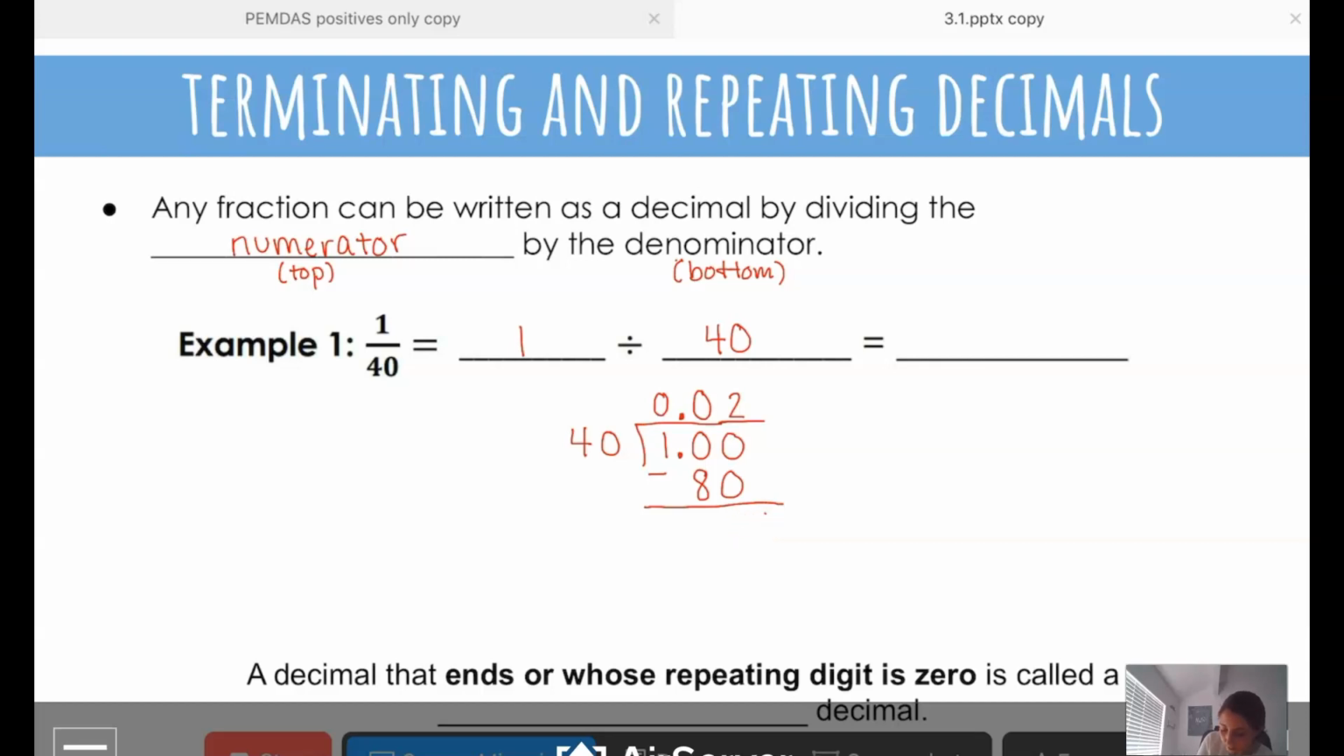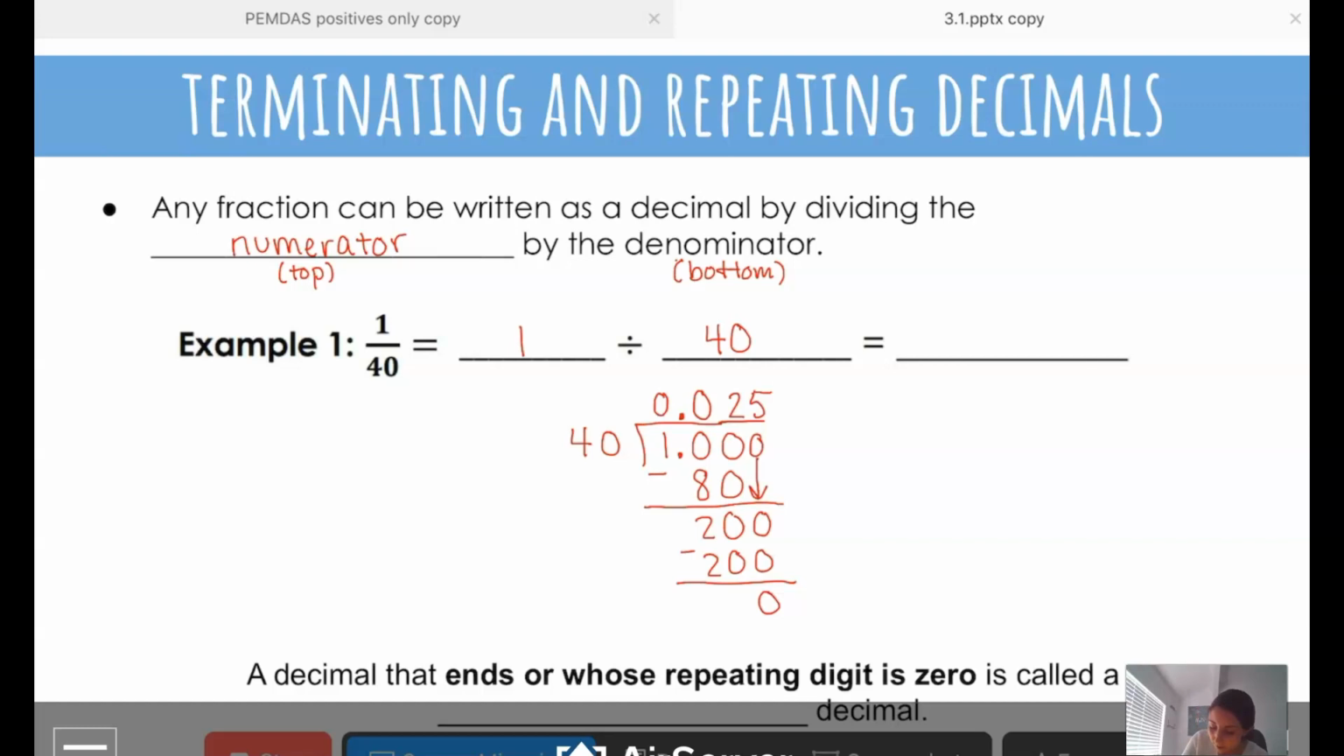Wrote that in the wrong spot, 20. And now I'm going to bring down my 0. And 40 can go into 200 5 times. So I'm going to put a 5 up there. And then 40 times 5 is 200. Subtract, and I get 0. So that means I am finished. The decimal is what we call terminated.